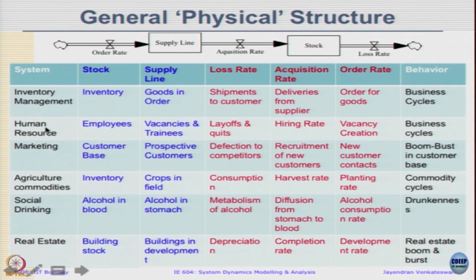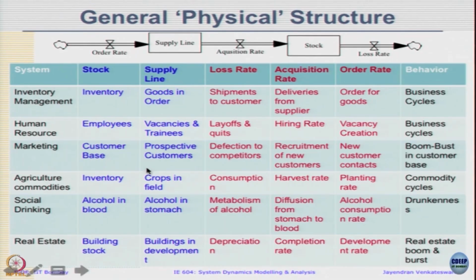A similar model can be applied to human resources, where your stock is employees, the supply line is your vacancies and trainees in the system, and your loss rate is layoffs and quits. Based on that, I need to hire people, but as soon as I hire, they are not immediately available. We need to give a job offer, people have to join, and then they go through an induction program and become part of the team. So there is a huge supply line gap. This is also part of our business cycles.